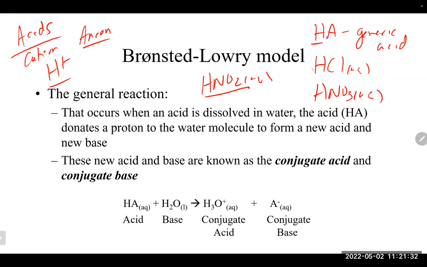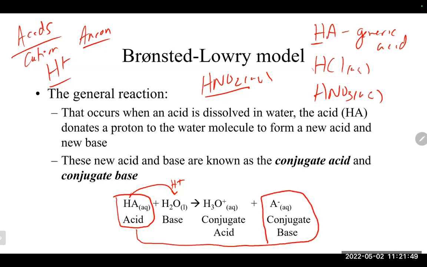So when we look at this, the acid on one side, again here, is going to donate its H plus over to water, which is acting as the base. The result of that, when it donates over its H plus, is it creates on the other side what is known as the conjugate base.